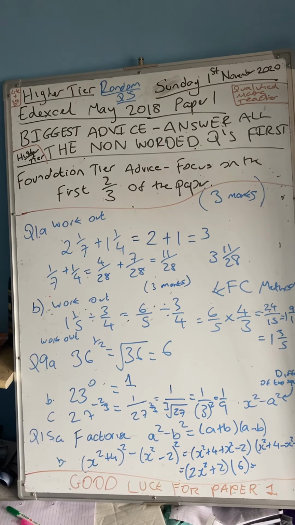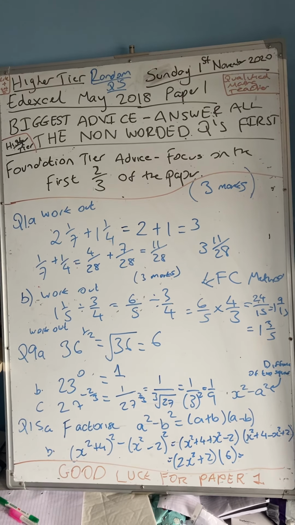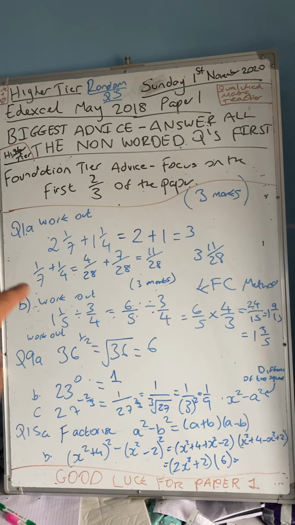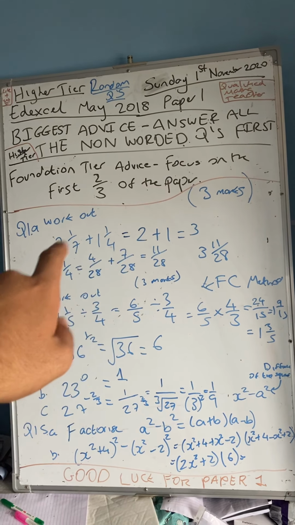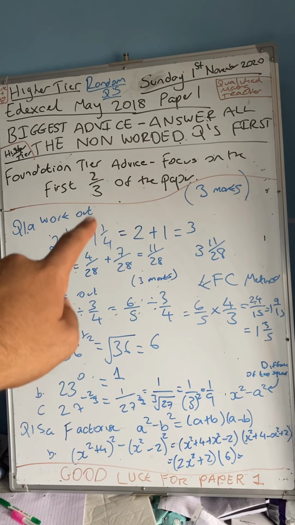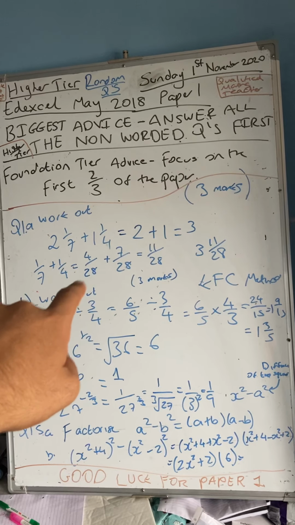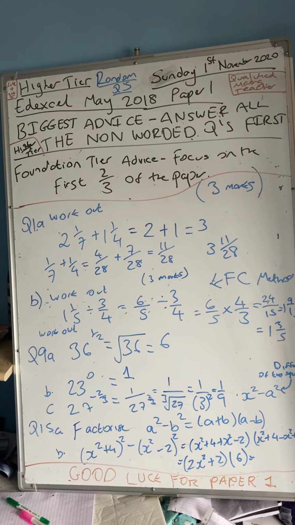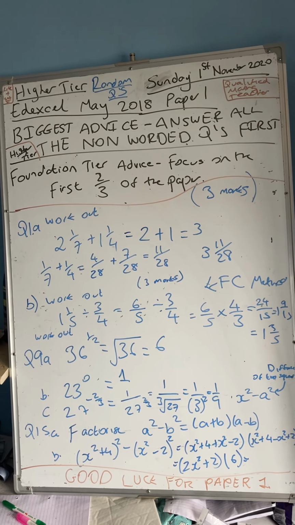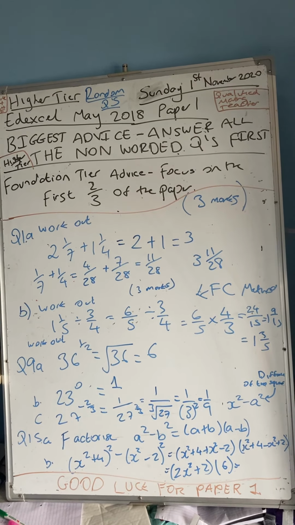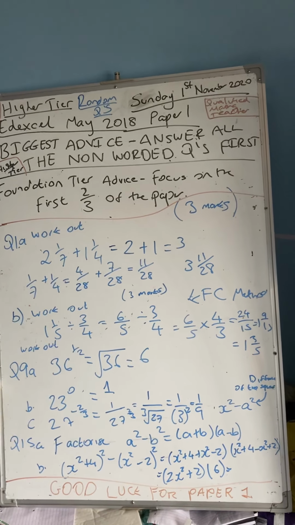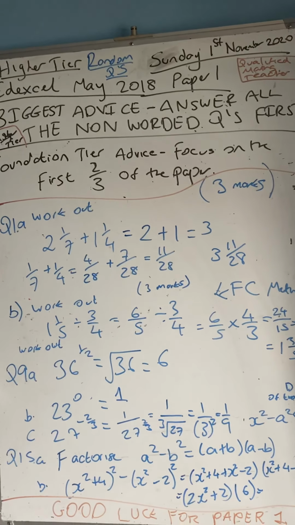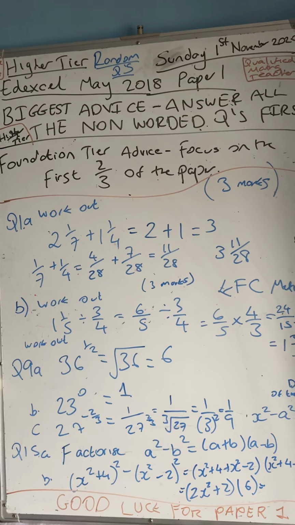Question number 1 says, work out 2 1/7 plus 1 1/4. So adding fractions, I'll add the whole numbers first. 2 plus 1 is 3. Then 1/7 plus 1/4. I have to write it under a common denominator. 7 times 4 is 28. So it's 4 over 28 plus 7 over 28, which is equal to 11 over 28. So 3 plus 11 over 28 gives me an answer of 3 and 11/28. So that is my answer there, guys. I hope it makes sense.